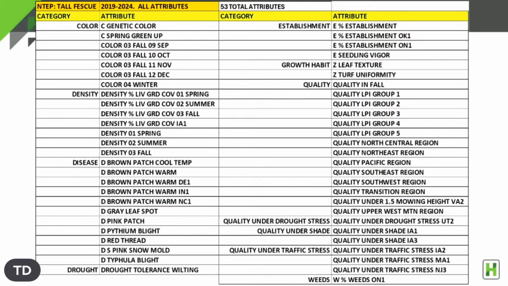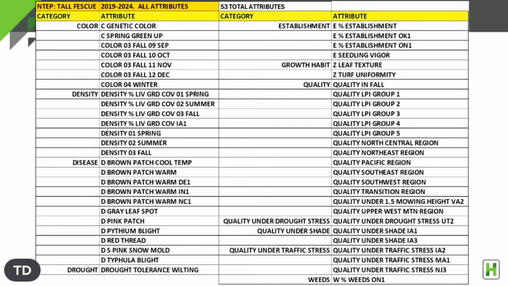Oli, your favorite disease, gray leaf spot. There's testing for that one. And that's becoming, in many cases, even more important than brown patch, but both of them are a big deal. They got other tests like pink patch, pythium, red thread, pink snow mold, Typhula blight, drought tolerance, wilting just showed up in the latest progress report. So we can take a look at wilting tolerance.